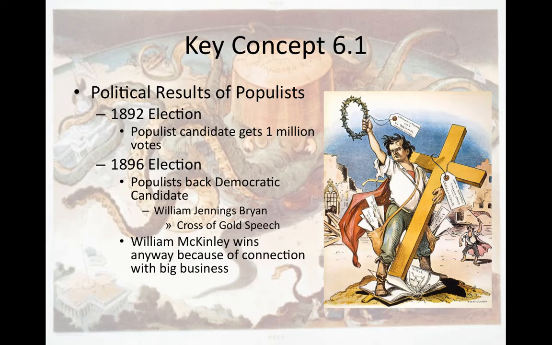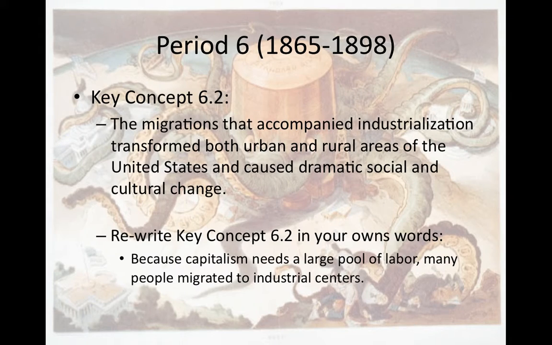They throw $10 million to the McKinley campaign, and William Jennings Bryan can't compete with that. So all this populist stuff, really for nothing. Kind of sad. All right, anyways, key concept 6.2.